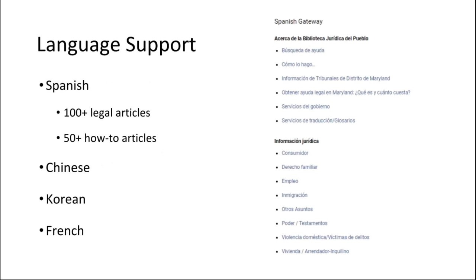The languages that we support are Spanish, Chinese, Korean, and French. We have over 150 articles currently translated in Spanish. We have our 100 most popular articles translated, and that represents about 75% of all of our site traffic. So the breadth of coverage of the articles that we do have translated is pretty broad. And we can go to the next slide from here.